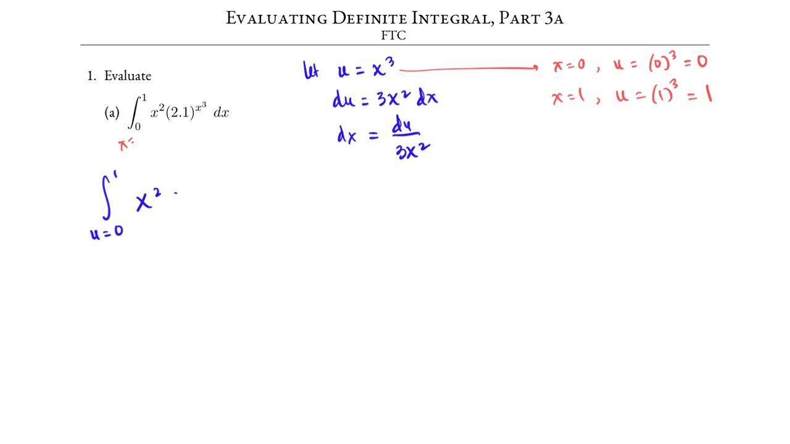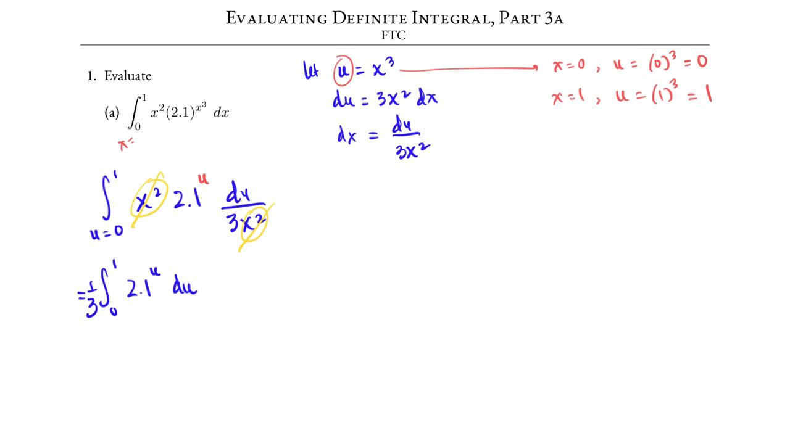x squared times 2.1 to the x cubed: we replace x cubed with u, and we substitute dx with du over 3x squared. And we see that x squared cancels out. This is the integral from 0 to 1 of 2.1 to the exponent u du, with 1/3 as a constant multiple.